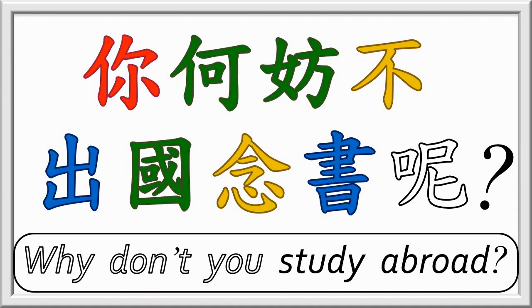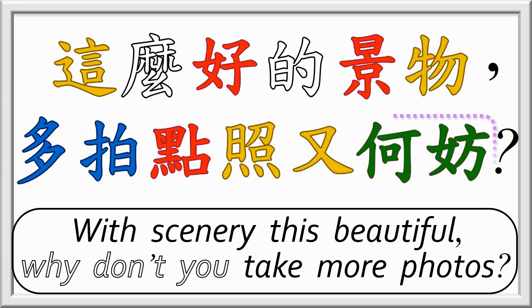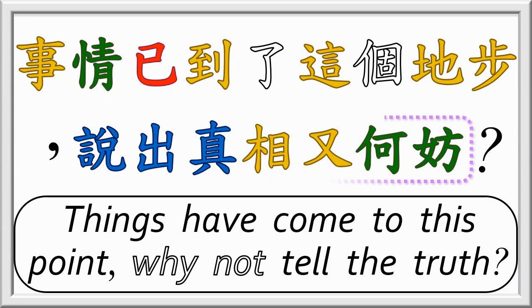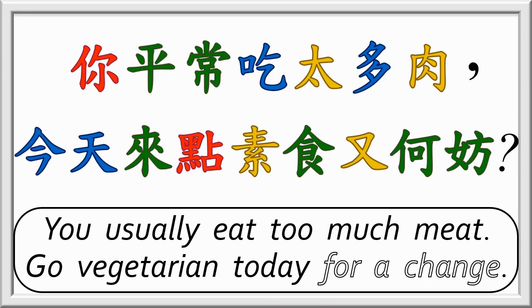你何妨不出国念书呢? Why don't you study abroad? 这么好的景物，多拍点照又何妨? With scenery this beautiful, why don't you take more photos? 事情已到了这个地步，说出真相又何妨? Things have come to this point. Why not tell the truth? 你平常吃太多肉，今天来点素食又何妨? You usually eat too much meat. Go vegetarian today for a change.